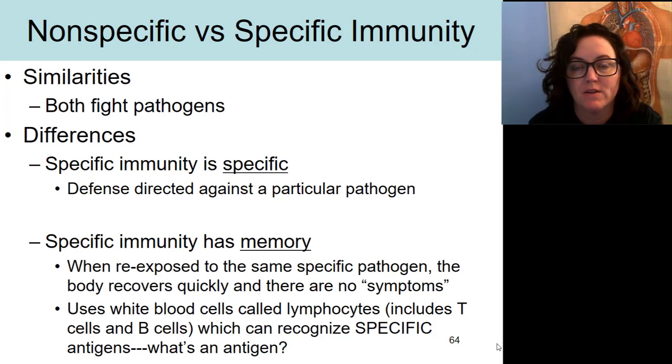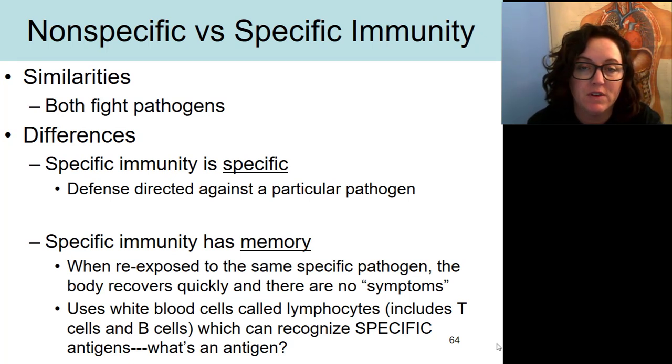We have two main mechanisms that we can use to defend ourselves against pathogens: non-specific immunity and specific immunity. They have similarities and differences, right? Similarities are, of course, they're both helping to fight off pathogens in some way, shape, or form. Difference would be specific immunity is specific, right? This is going to be a defense that's directed against a very specific pathogen.